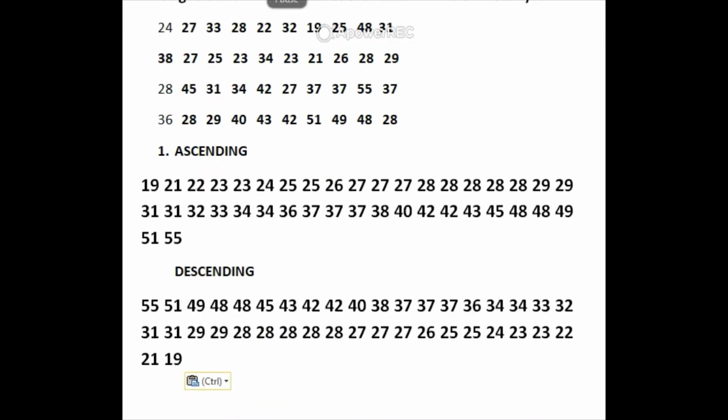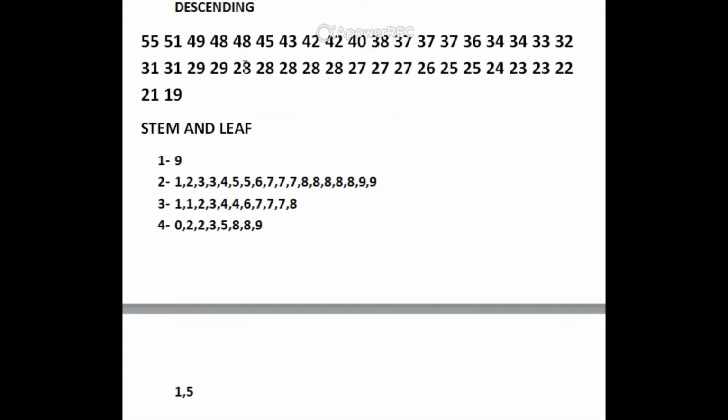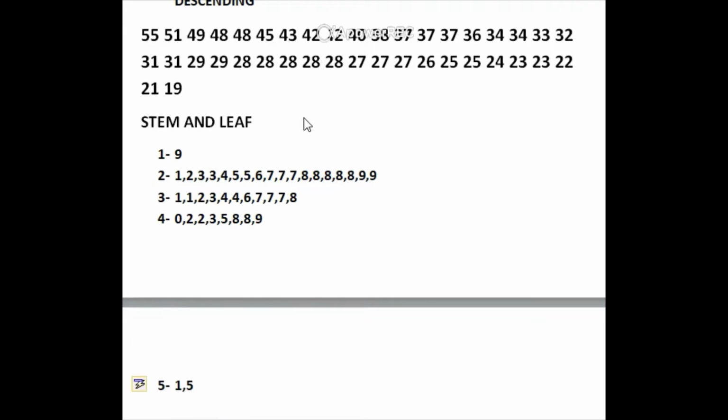Sa ibang references, gumagamit din ng stem and leaf to organize or to order the given data. Kinuha ko din ang stem and leaf ng ating given data at ito ang kanyang kinalabasan. Kaya tinawag na stem and leaf kasi pinaghiwalay ang tens digit sa ating ones digit. Katulad ng stem, isang stem may multiple leaves. So, as a representation of number 19, we have 1.